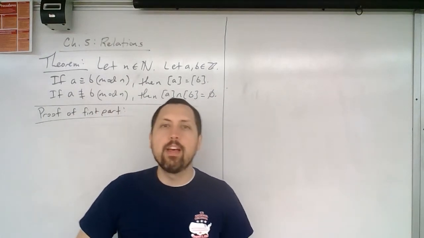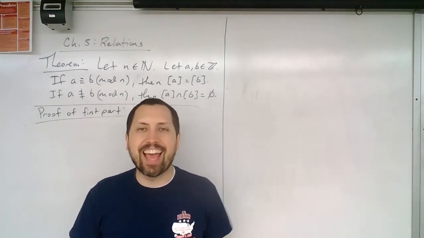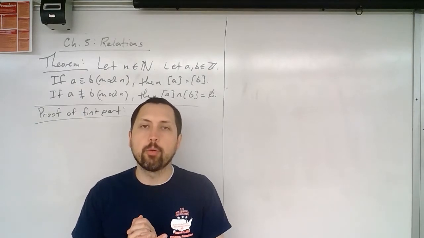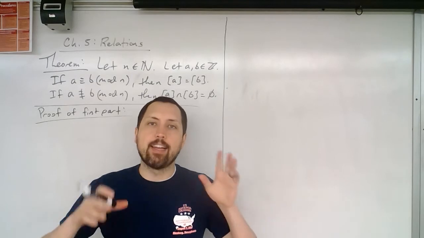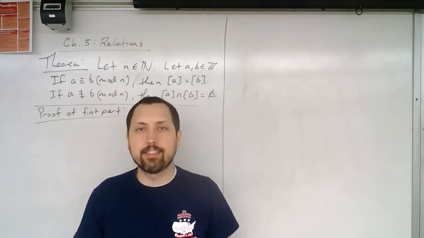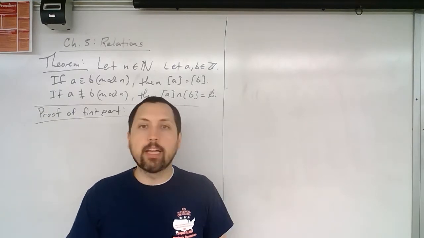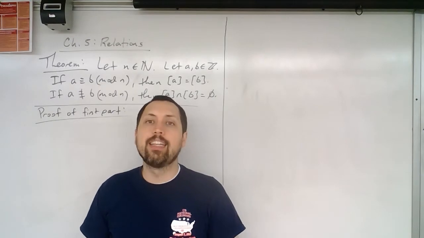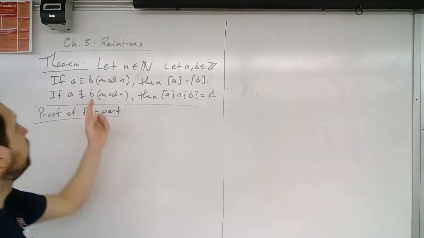Okay, so let's try to prove a theorem that I just mentioned at the end of last video, that we saw was true for the relation modulo 3, where we had a whole bunch of repeated equivalence classes, and we also showed that the intersection of a whole bunch of them was the empty set. So let's try to prove this theorem.